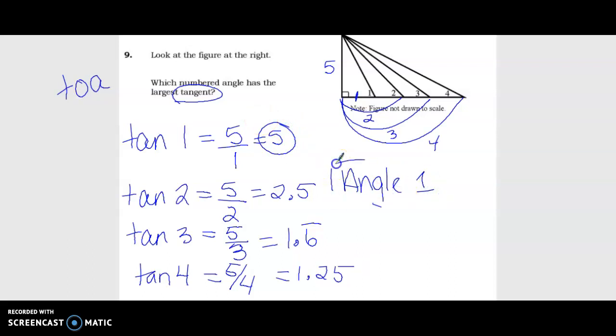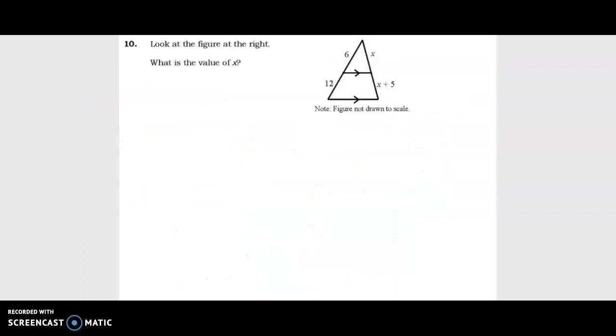You can put any numbers you want in here to figure this out. But the main thing is that as you go from angle 1 to 2 to 3 to 4, the base length is getting longer because the triangle is elongated. Again, feel free to pause at any time. Number 10, find x. So we're going to go ahead and set up a proportion.